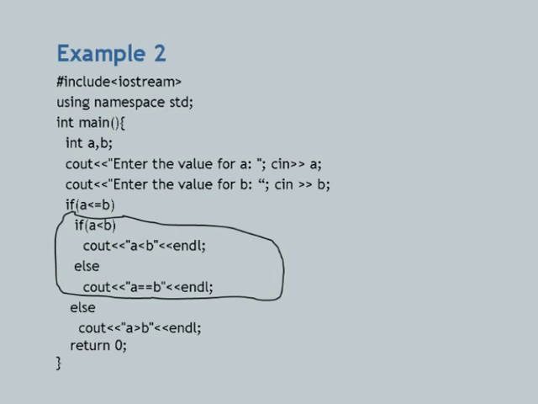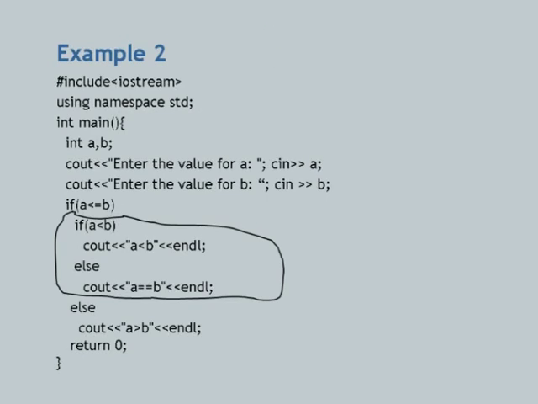So here is the modification made in the program. Again, I am reading the values of A and B. If A is less than equal to B, I am checking if A is less than B. If so, I am printing this message. Else, I am printing A equal B. And else, I am printing this. This is a case of nested if.